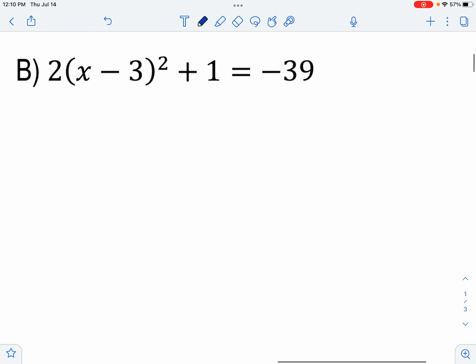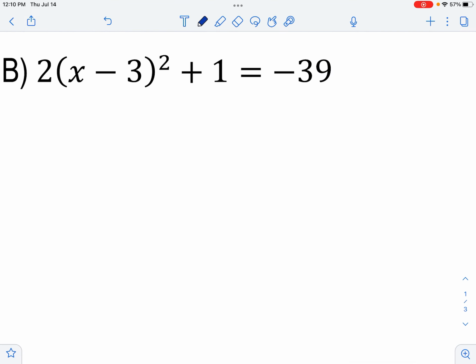All right, let's move on to the next one right here. If you notice, I do not see an x squared and an x, so I can go ahead and solve by square rooting. In order to do that, I want to go ahead and isolate to where I can square root. So I need to get rid of this plus 1 and this times 2. So we're going to use reverse order of operations. We're going to subtract 1 from both sides.